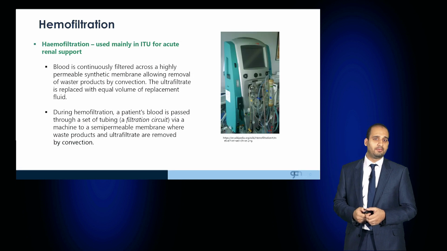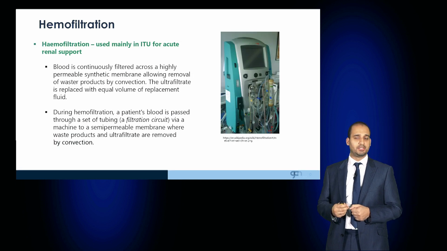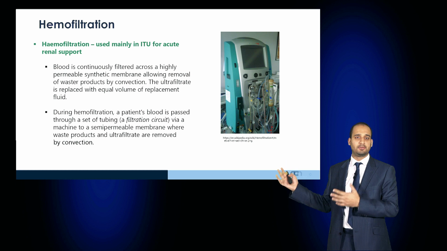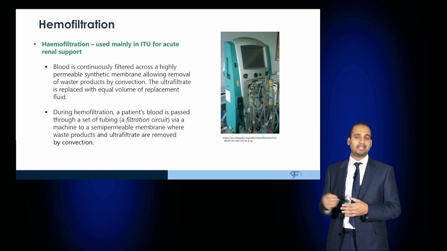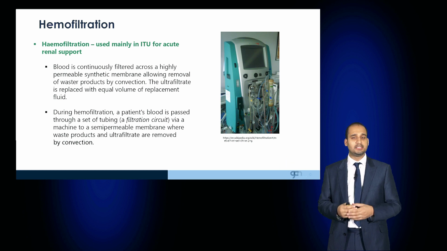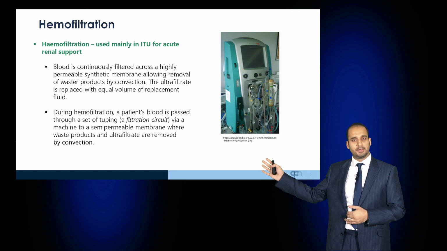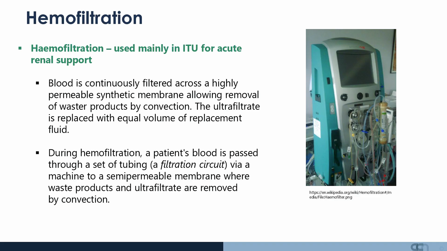A more advanced form of dialysis is hemofiltration, and this is used for acute renal support, commonly seen in intensive care units or renal units. Blood is continuously filtered across a highly permeable synthetic membrane, allowing the removal of waste products by convection. The ultrafiltrate is replaced with an equal volume, and this system allows you to remove fluid from a patient as well as waste products.